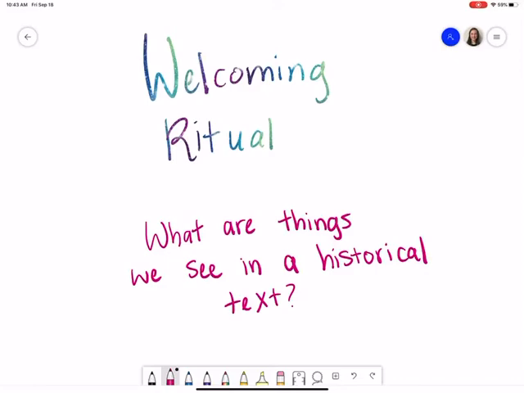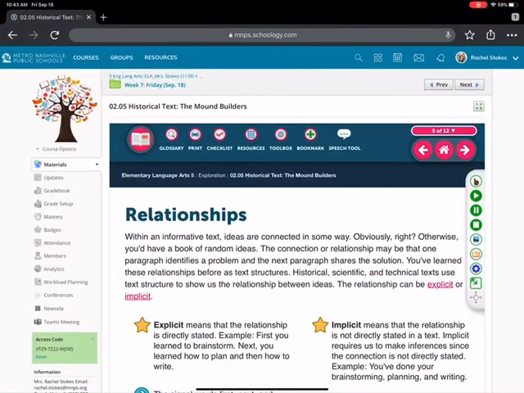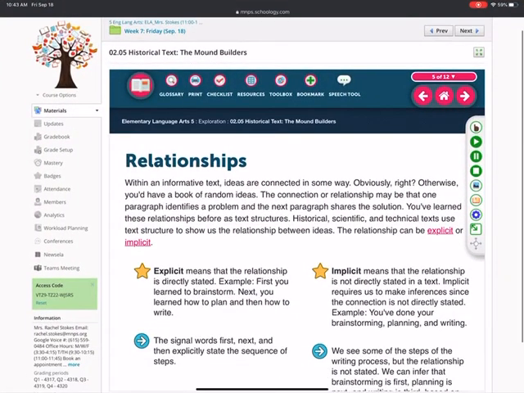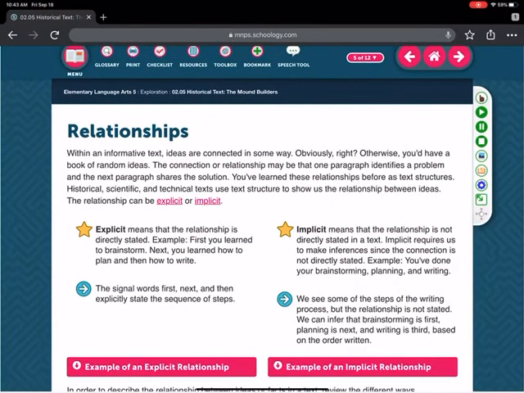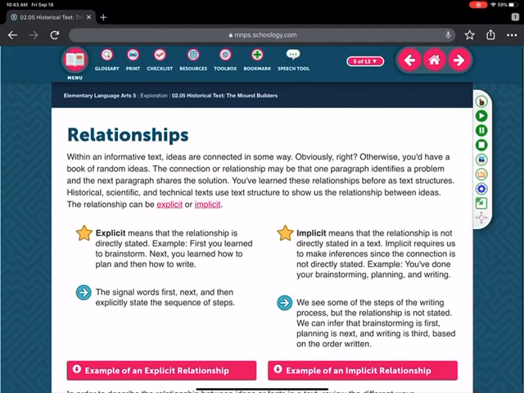Awesome. So I want you to look with us today. We are going to be going over our lesson 02.05. First, we are going to just refresh our brains about what explicit and implicit means. And then after we do that, we are going to read a story together. And this is the story that you are going to be using on your quiz today. Okay?